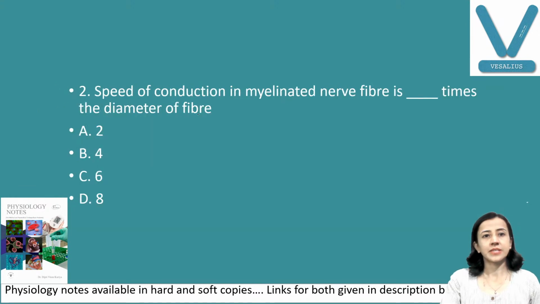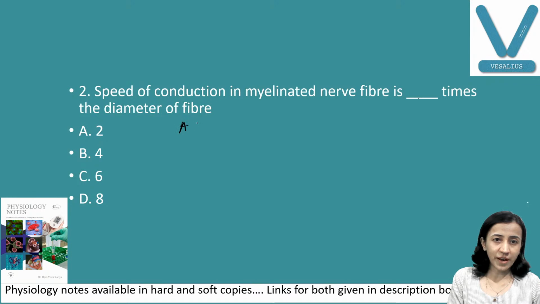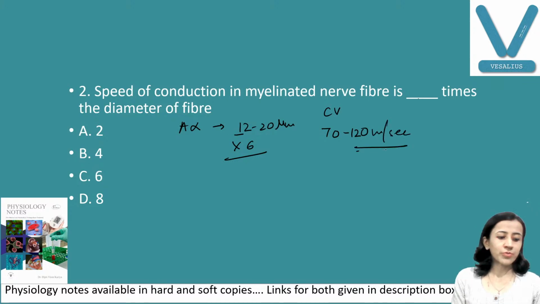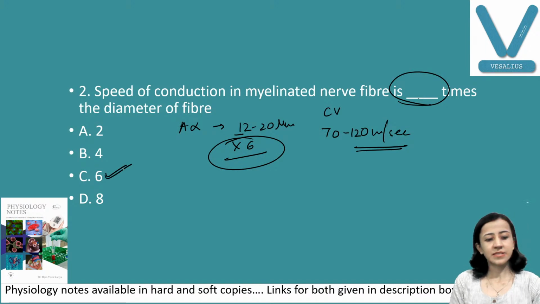Next: speed of conduction of a myelinated nerve fiber is dash times the diameter of the fiber. We have discussed A alpha fibers. Diameter is 12 to 20 micrometer. Conduction velocity, I told you, is multiplied by 6 and you will get 70 to 120 meter per second. This is the value. So now give me the answer. You can easily give me the answer. Speed of conduction velocity is 6 times the diameter.